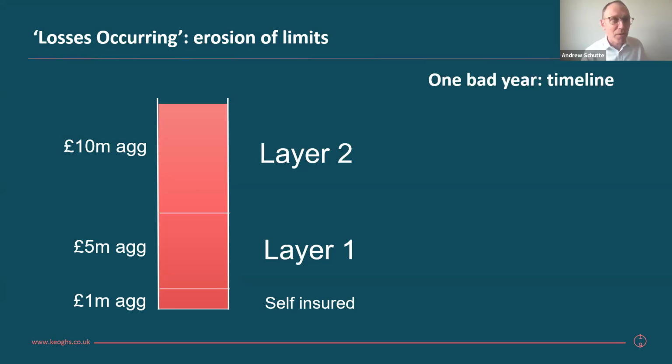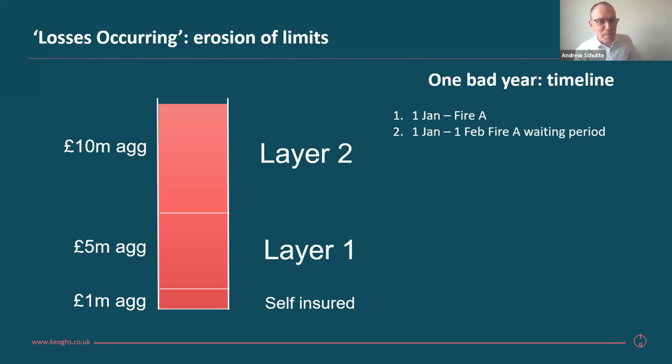Let's just imagine we have a policyholder who has a really bad year, and it pans out like this. On the first day of the year, there's a fire A. There's a month's worth of waiting period on the business interruption claim, so they can't claim for any losses in the first month. And there is quite a big interruption to the business, 6 months of outage as a result of fire A, so they can claim for 5 months of that.